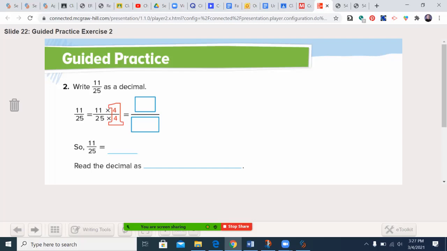Welcome back. Let's see how you did. 11/25 as a decimal. 25 times 4 is 100. So I then have to multiply my numerator by 4. 11 times 4 is 44. That's written, you take your 44, there are two digits after the decimal, 1, 2, so it's 0.44. And that is read as 44 hundredths. And that's where we get the hundredths from. If there are 2 digits after the decimal point, it's hundredths. If there's 1, it's tenths. If it's 3, it's thousandths.